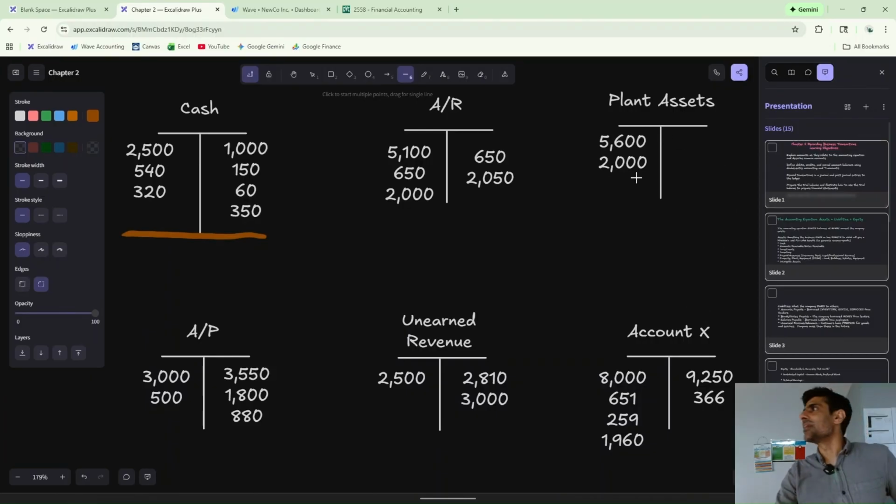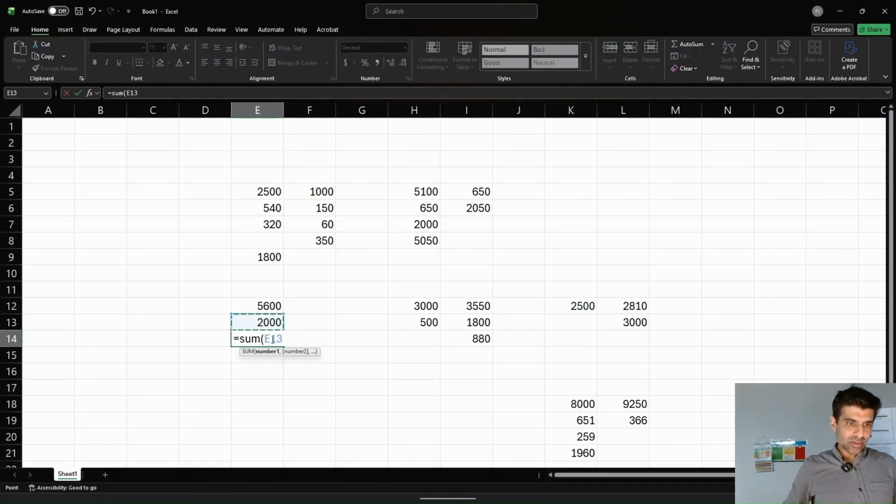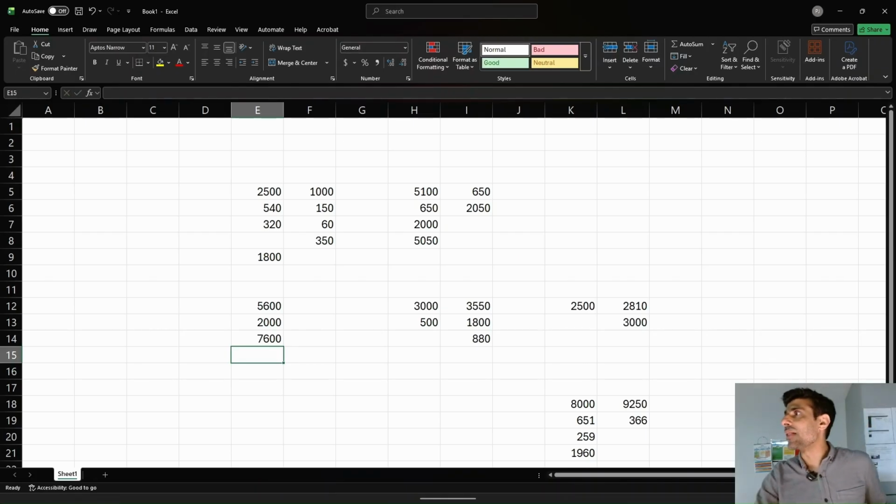Plant assets. Is it a debit or credit balance? Debit. Obviously, there's no credits, right? So it's a debit balance. So you just add up these two numbers. 7,600 debit balance.